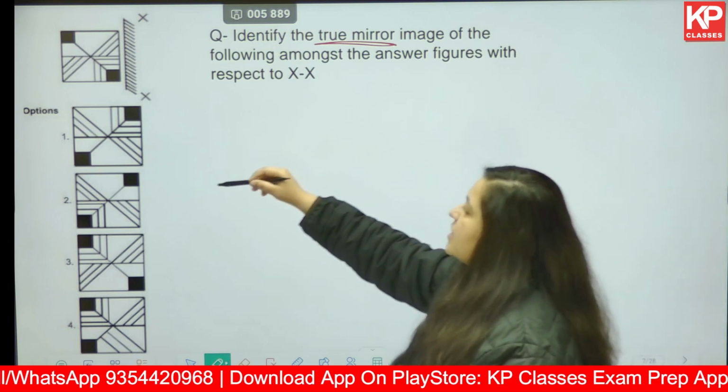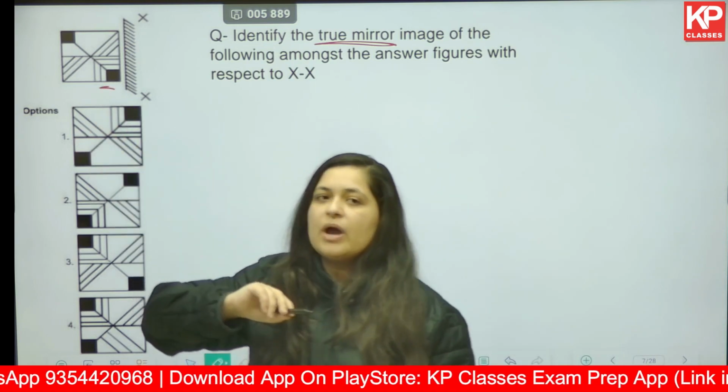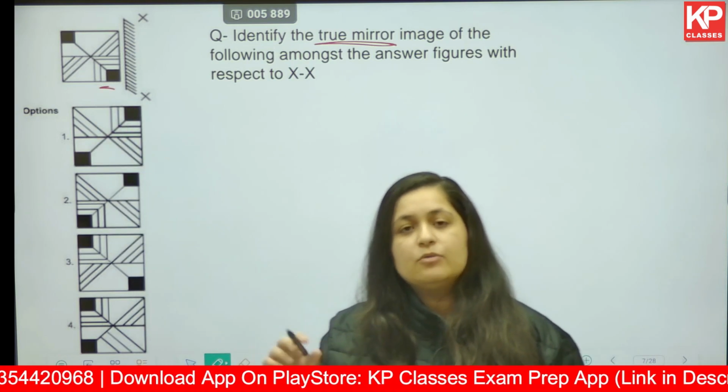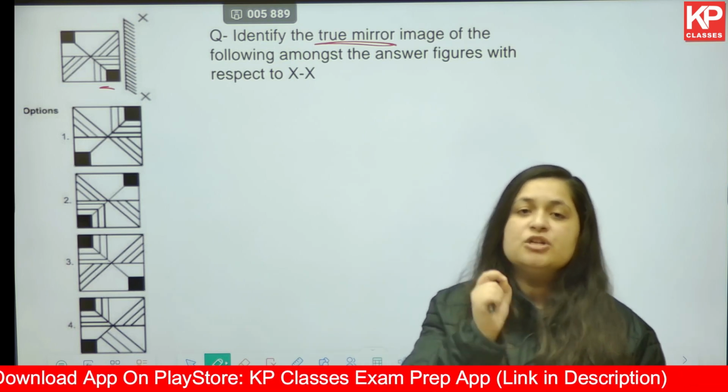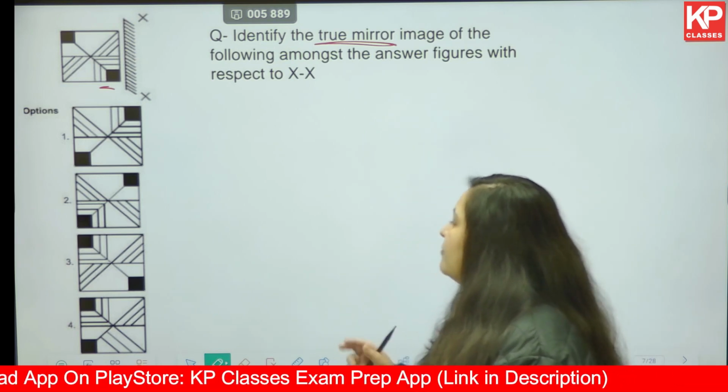Okay, now this is the image that has been given to you. You have to make its mirror image, and out of the 4 options that have been given to you, you have to identify the correct true mirror image of this figure.